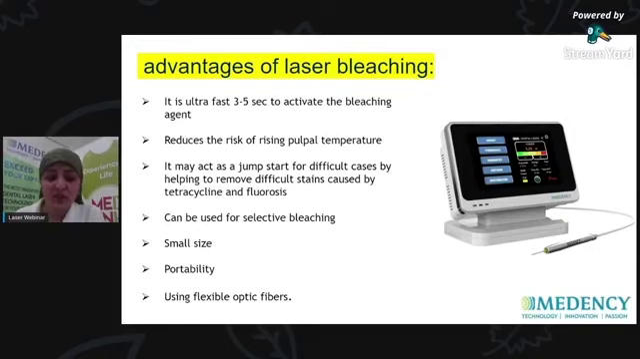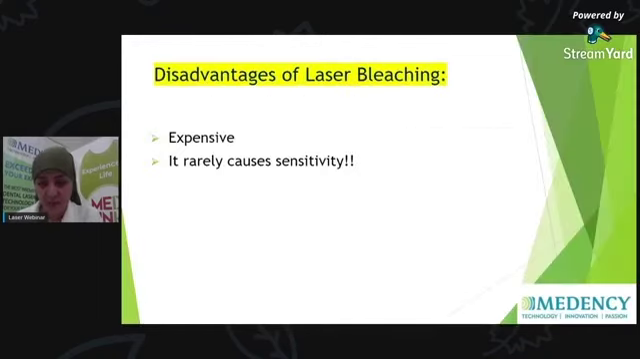Okay, what are the advantages of using laser bleaching? It's ultra fast, 3 to 5 seconds to activate the bleaching agent. It reduces the risk of rising pulpal temperature. It may act as a jump start to difficult cases by helping to remove difficult stains caused by tetracyclines and fluorosis. It can be used for selective bleaching, and it has a small size and portability using flexible optic fibers.